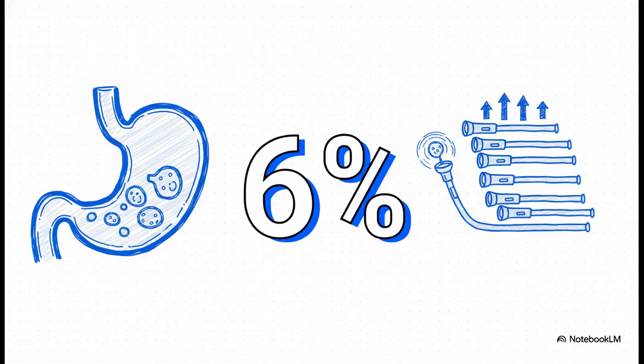So just how common is this? Well, get this. These polypoid lesions pop up in about 6% of all upper endoscopies. To put that in perspective, that means for about every 17 procedures, a doctor finds a polyp. So while it might feel like a surprise to you, for gastroenterologists, it's a pretty familiar sight.